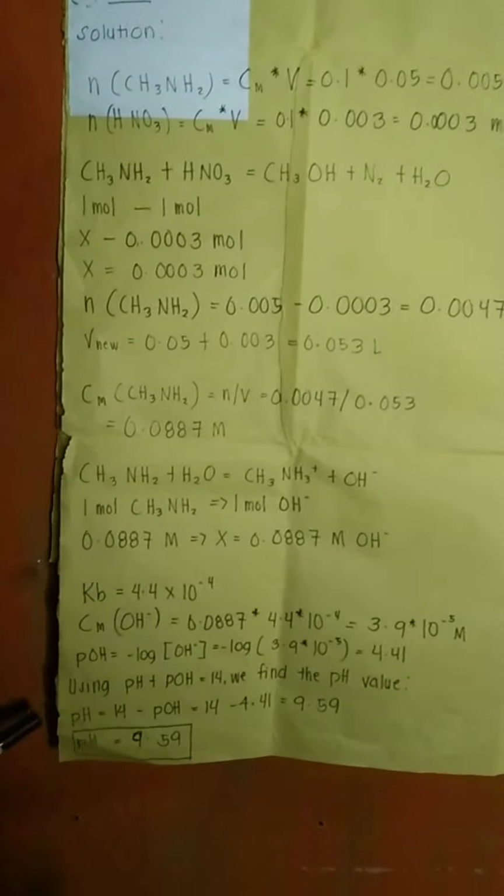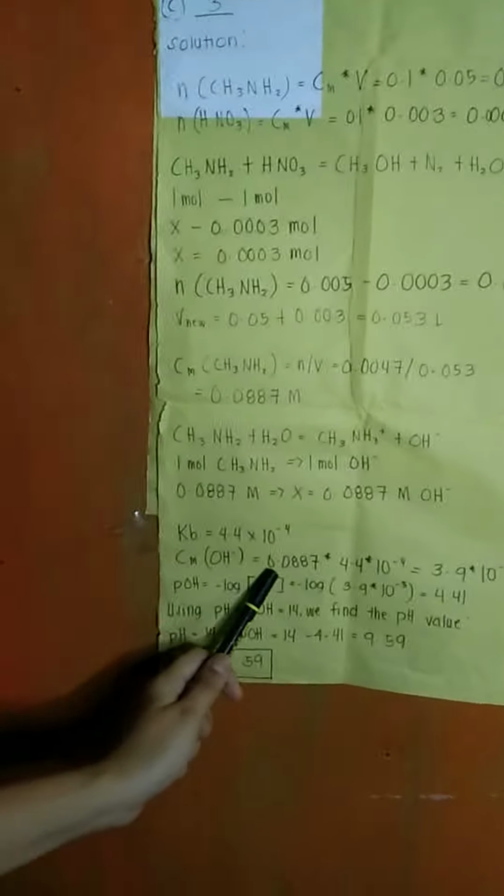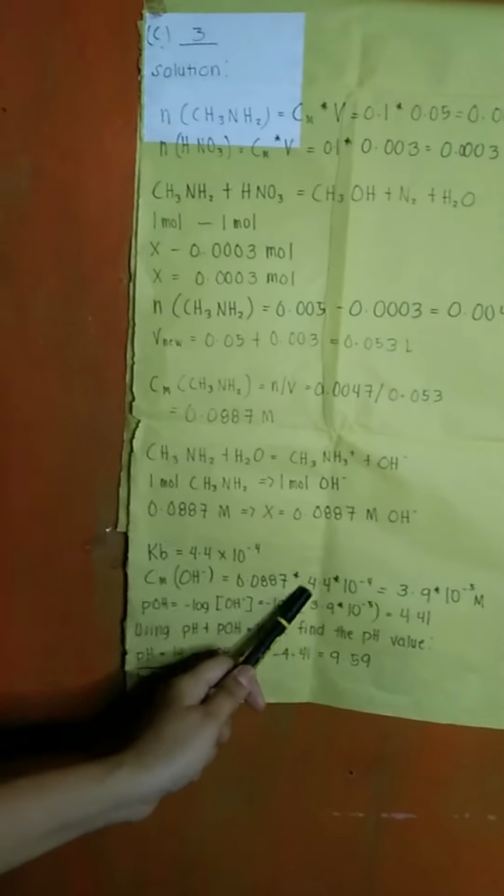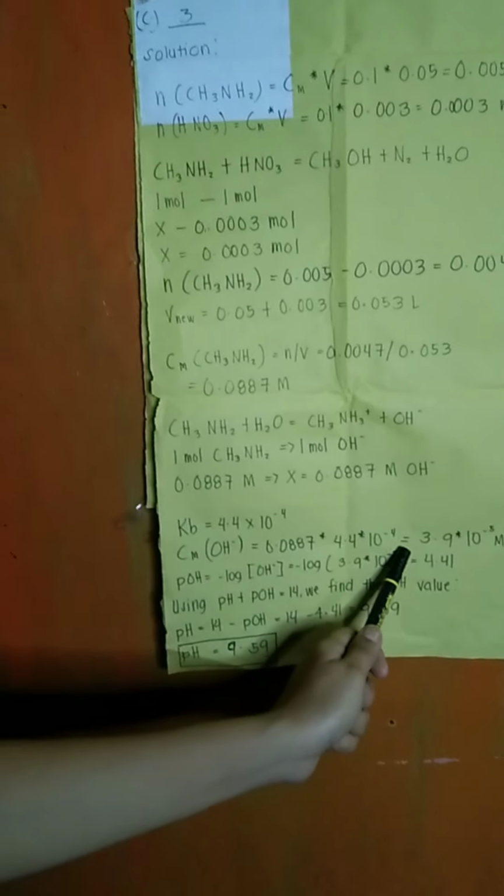Methylamine CH3NH2 is a weak base that reacts with water according to the above equation. For this reaction, at equilibrium, Kb equals 4.4 times 10 negative 4. Cm of OH negative equals 0.0887 times 4.4 times 10 negative 4 equals 3.9 times 10 negative 5 molarity.